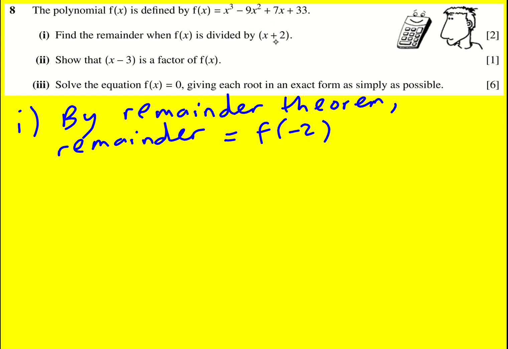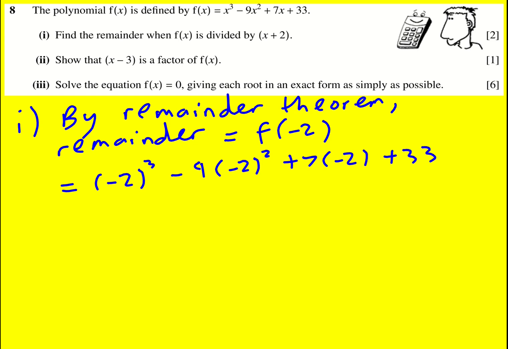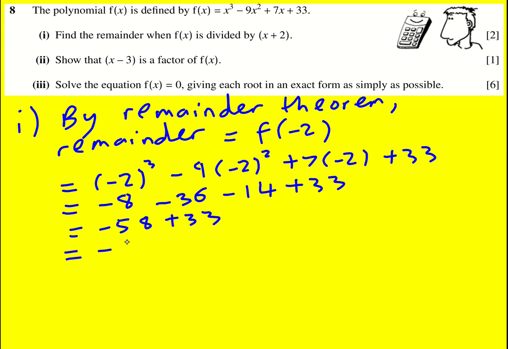So you just substitute the negative 2 in here, and so that's going to equal minus 2 cubed minus 9 times minus 2 squared plus 7 times minus 2 plus 33. I think I'll do it without a calculator, so I'm going to get minus 8 minus 36 minus 14 plus 33. That's going to become minus 58 plus 33, which is minus 25. So that's our answer.